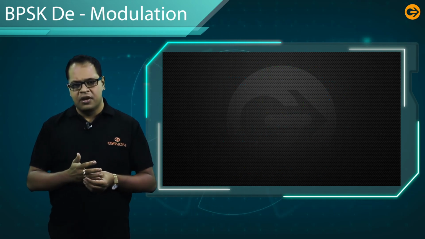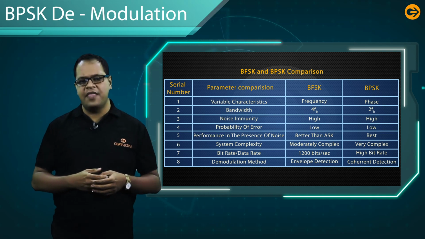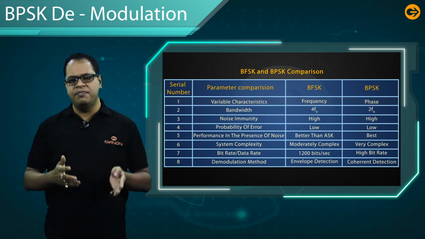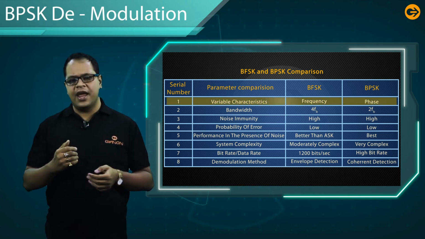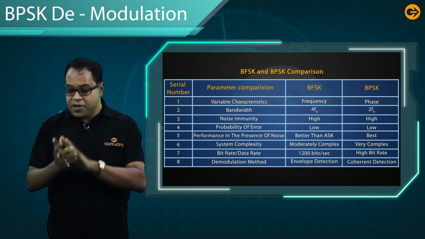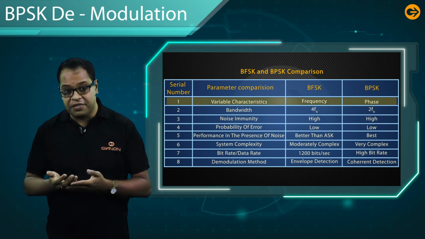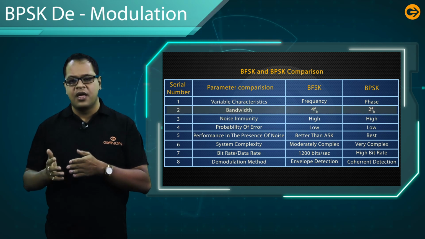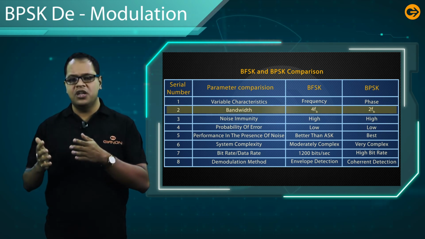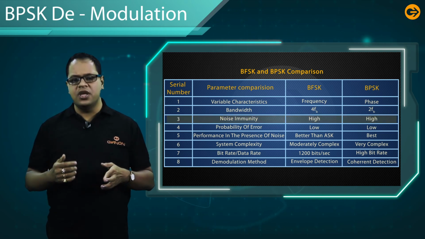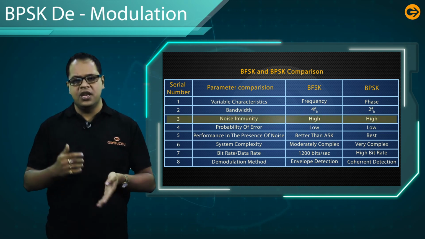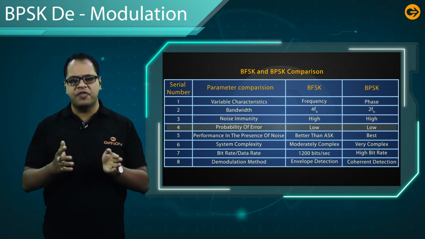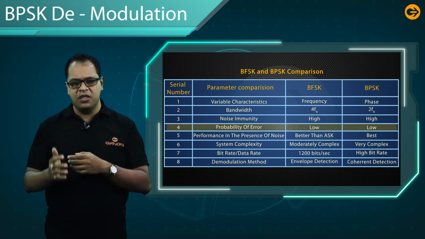Let us discuss now the difference between BFSK and BPSK. If we consider the variable characteristic parameter, in the case of BFSK it is frequency, but in the case of BPSK it is phase. Bandwidth in the case of BFSK is 4 Fb, but in the case of BPSK it is 2 Fb. The noise immunity in the case of BFSK is high; in the case of BPSK it is also high. The probability of error in the case of BFSK is low; in the case of BPSK it is also low.